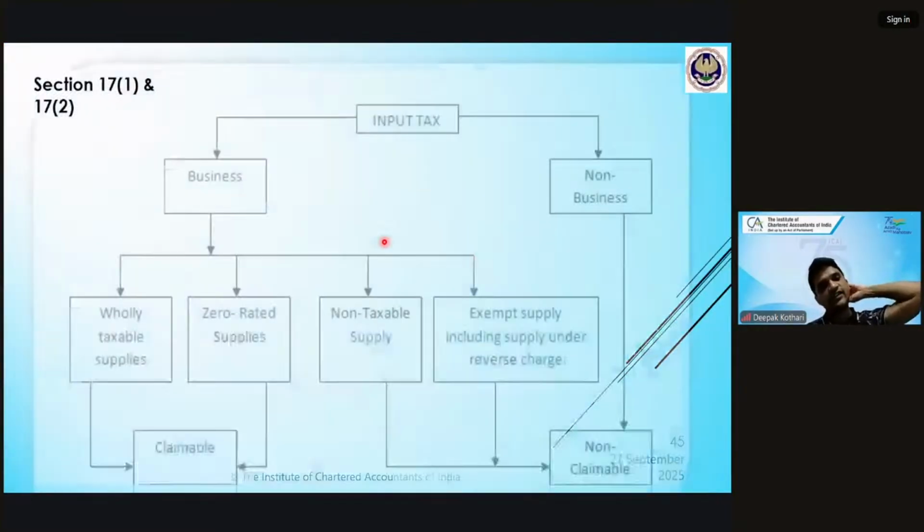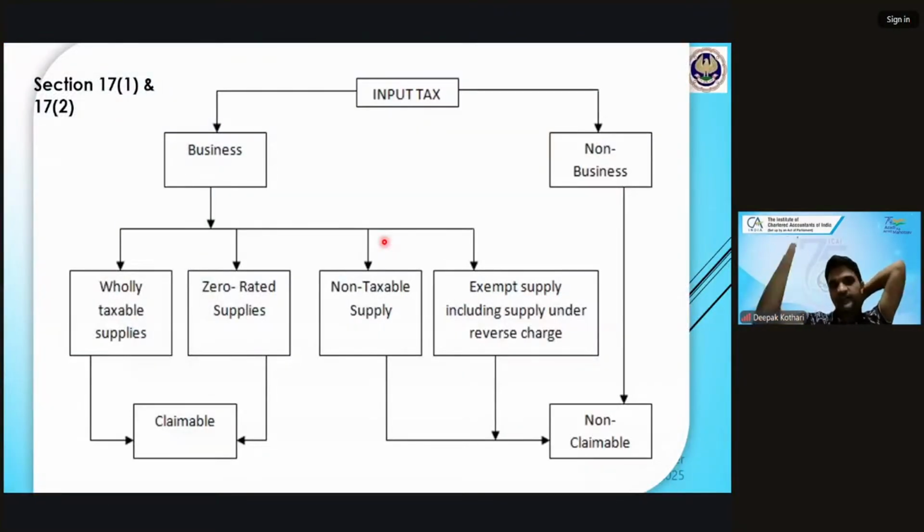So section 17(1) and 17(2), exactly what we had discussed. You have to do apportionment between business and non-business. If it is for wholly taxable supplies and zero rated supplies, it is claimable. If it is for non-taxable supply and for exempt supply, then it is not claimable. So first is apportionment between business and non-business. Business is 100% claimable. Non-business is not claimable. After that, from the business portion, you will still do a bifurcation: where it is wholly taxable and zero rated, it is claimable. Second, where it is for non-taxable and exempt supplies, it is not claimable.